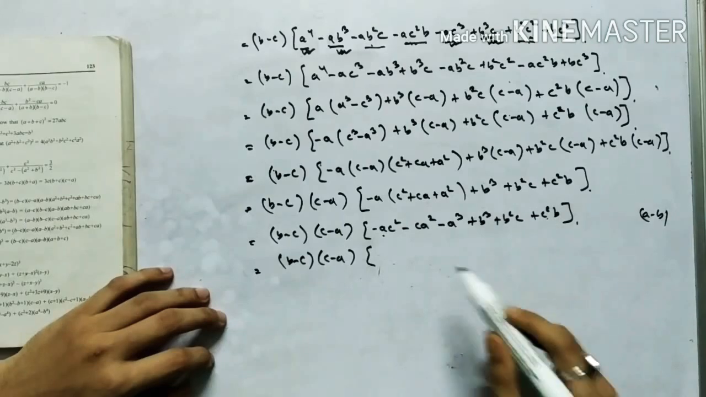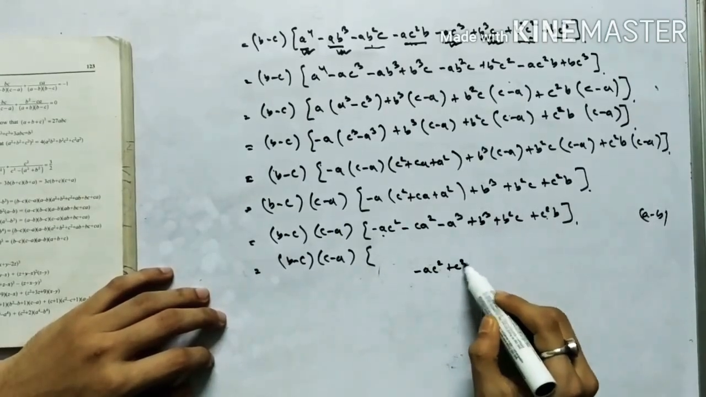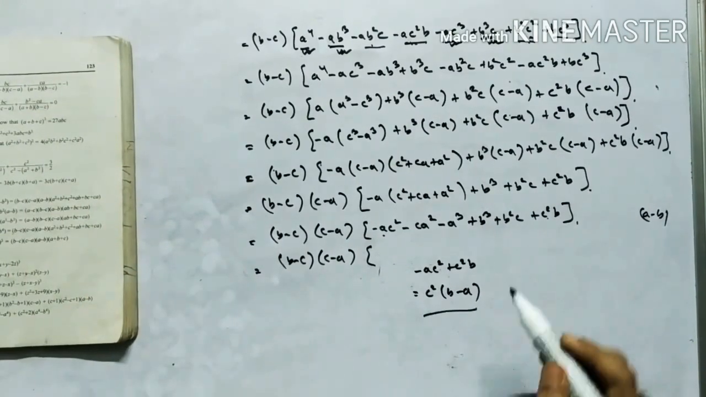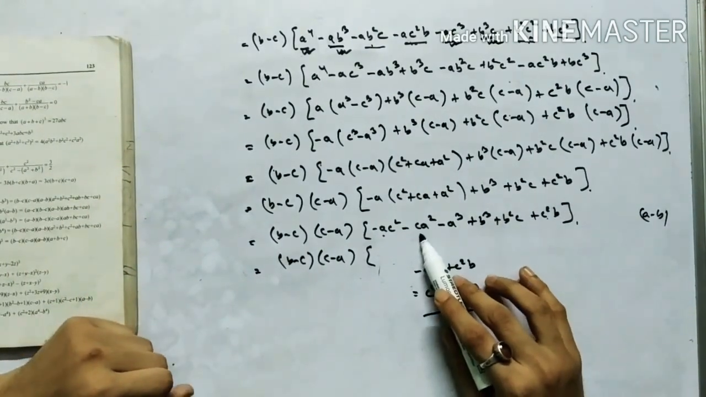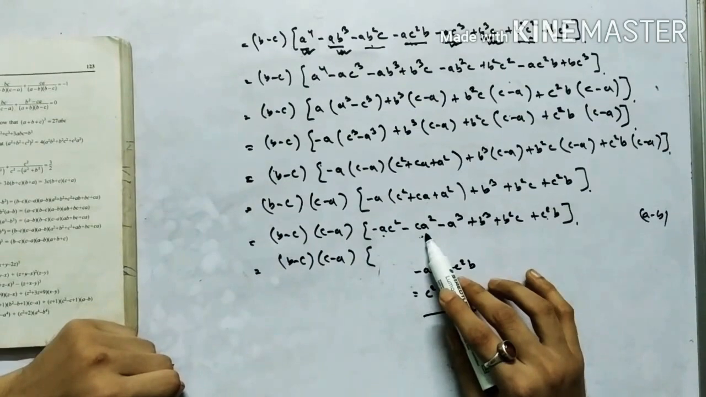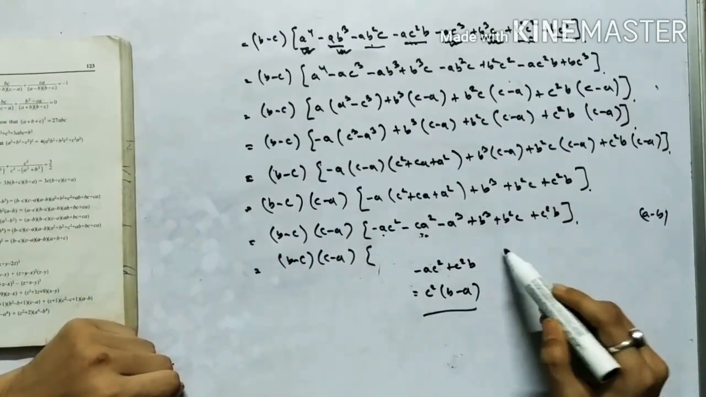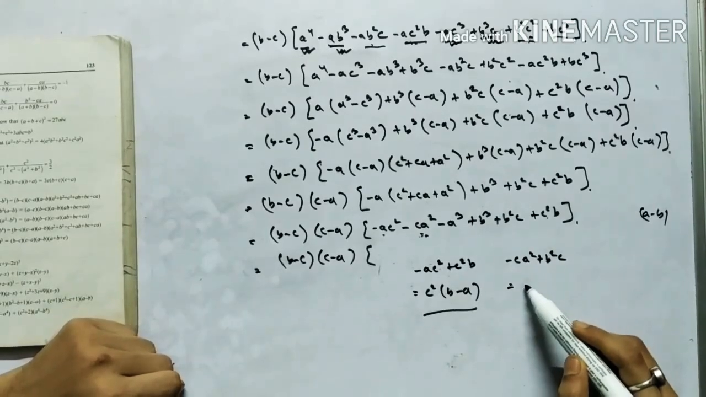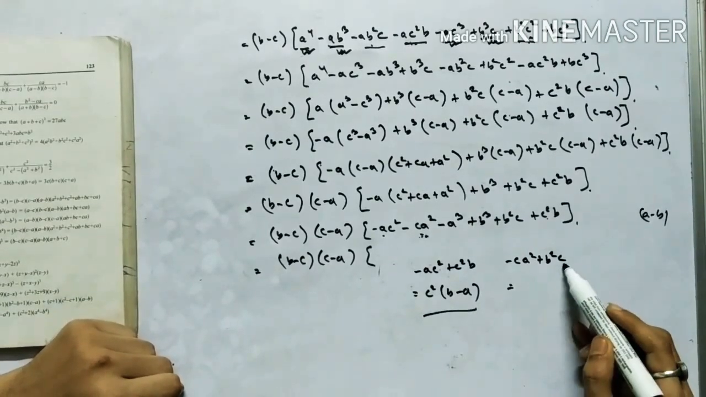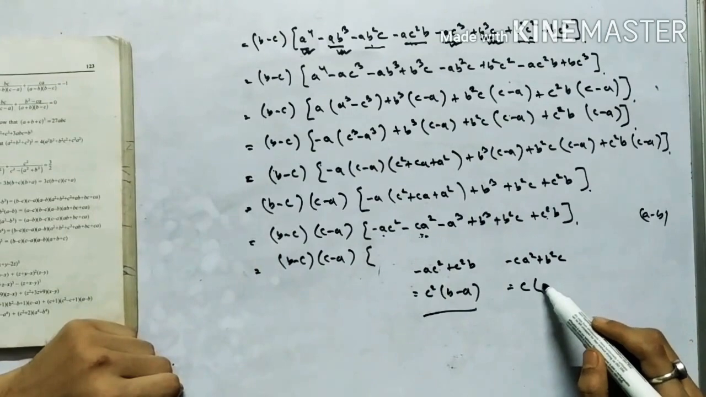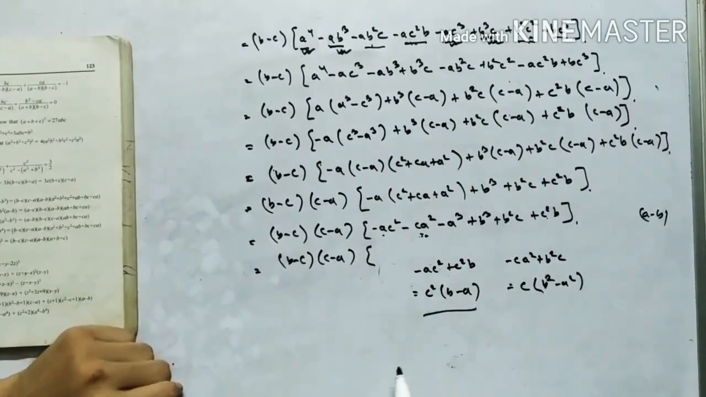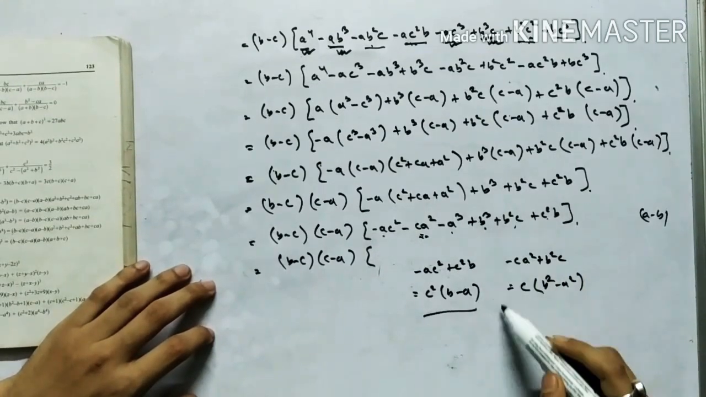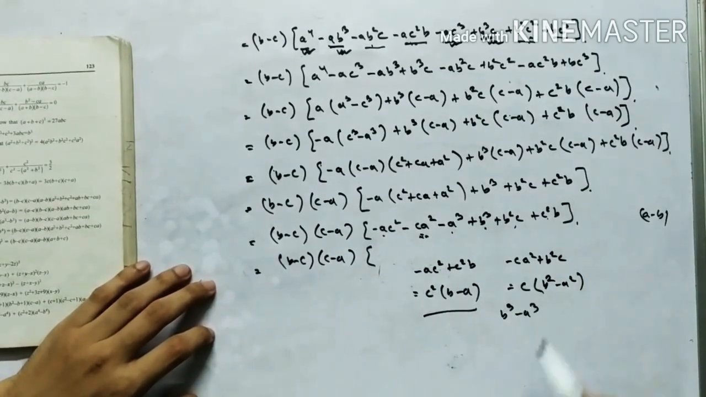So this and this, if I take minus AC square plus C square B, C square common, B minus A I am getting. Okay, no problem. This one, minus CA square, this and this, if I take minus CA square plus B square C, this is, you see, C common, B square minus A square I will get. Okay, and this and this, I am getting in here B cube minus A cube.